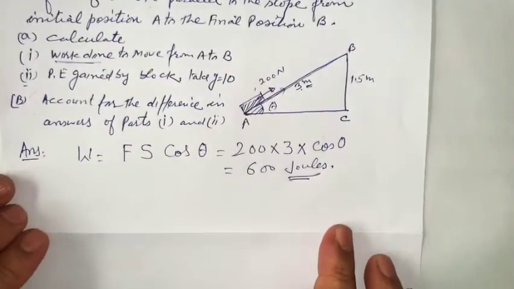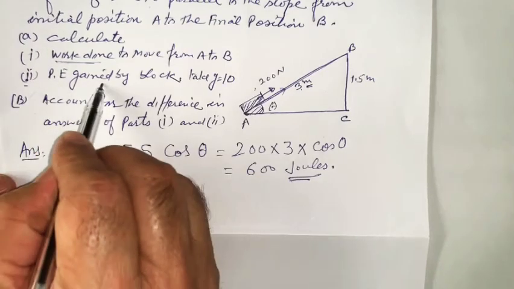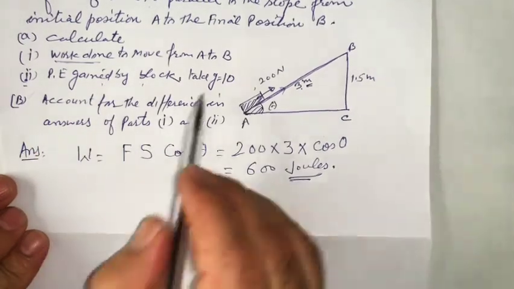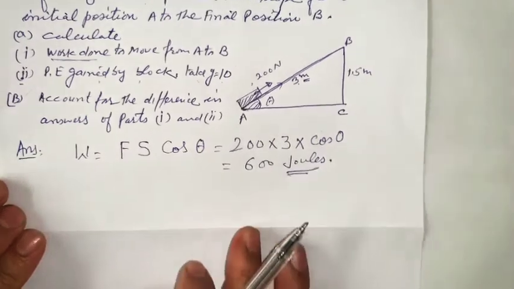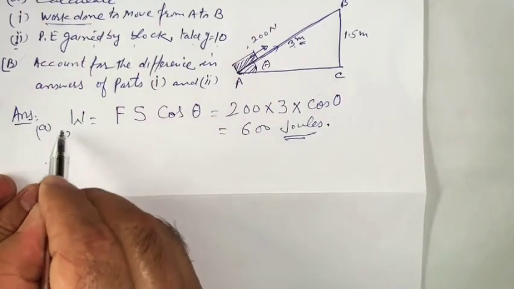Now come to the second part. Potential energy gained by the block, if we take g equal to 10. Second question, the second part.